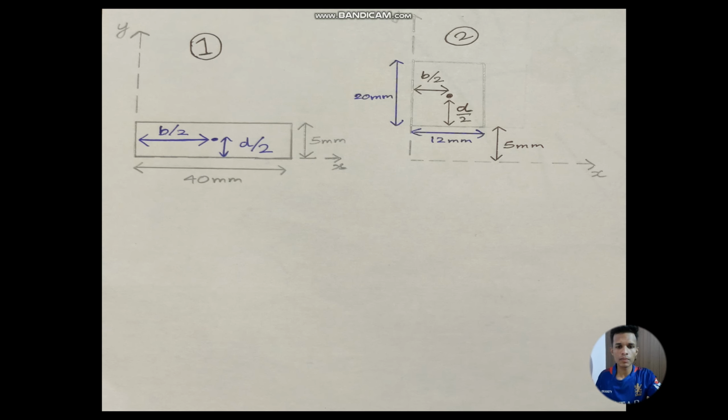Moving on to the next figure, another rectangle. This rectangle is 5 millimeter above the x-axis, and the dimensions of the rectangle are 12 mm in breadth and 20 mm in depth. To find the centroid of the rectangle, we need to divide depth by 2, that is 20, and we need to add this 5 to get the distance between the centroid and the x-axis. So nothing but this d by 2 distance and this 5 millimeter.